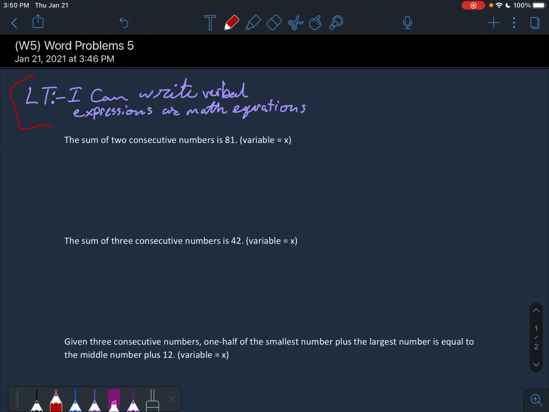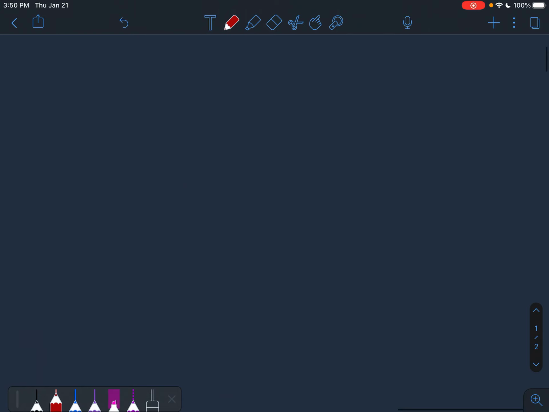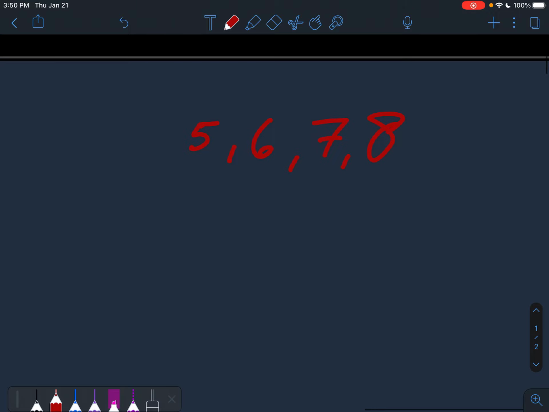So you take a look at this, and we've got a situation where we're talking about consecutive numbers. Remember, consecutive numbers are numbers that come one after another. So 5, 6, 7, 8, for instance. How do you get from one number to the next? Well, you add 1. 5 plus 1, 6 plus 1, 7 plus 1. Starting at 5, to get to 6, you add 1. To get to 7, you would add 1 twice, or you would add 2. To get to 8, you would add 3.